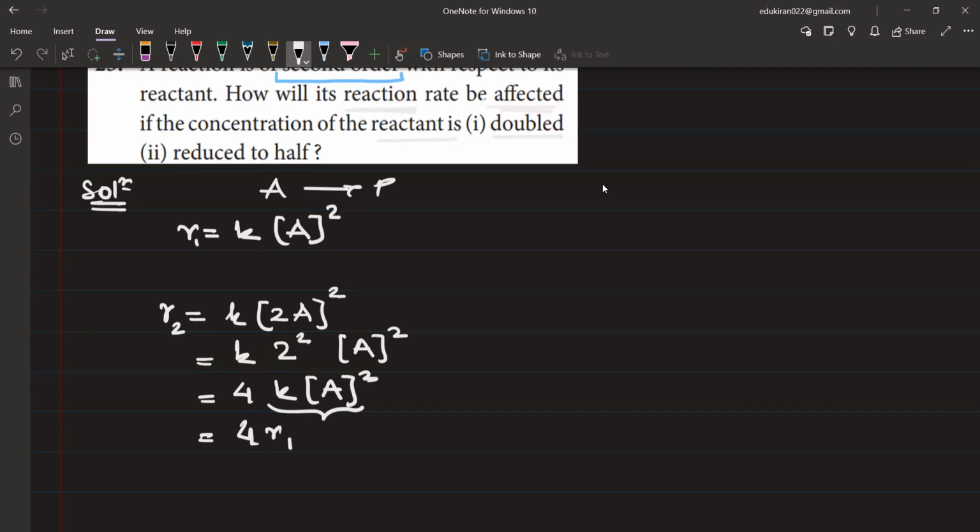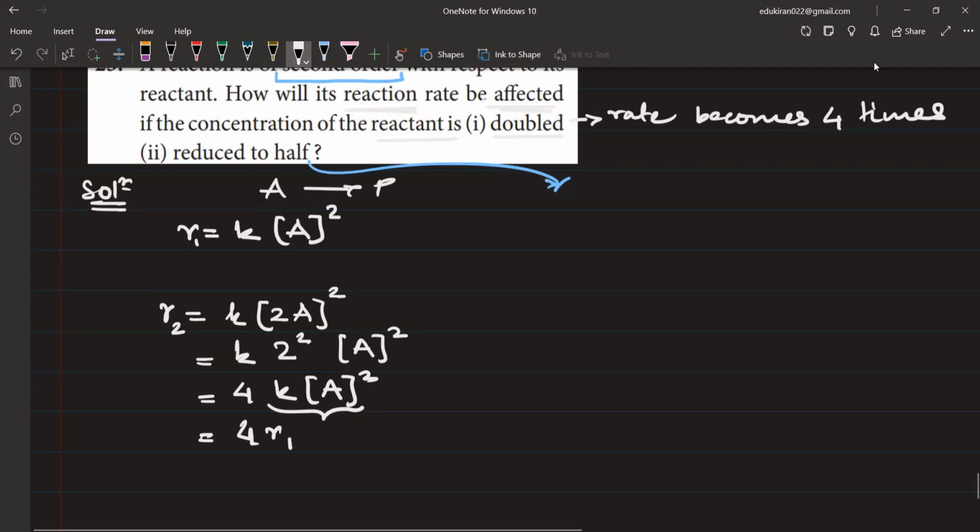So it will become what? 4 times. If the concentration of reactant is doubled, the rate becomes 4 times. Okay. Rate becomes 4 times.